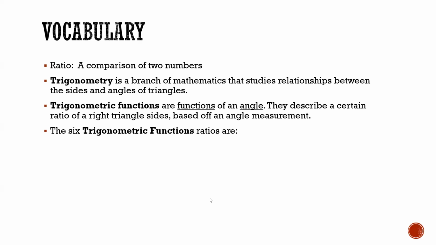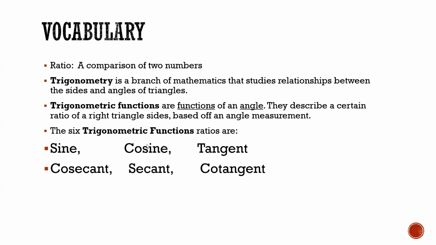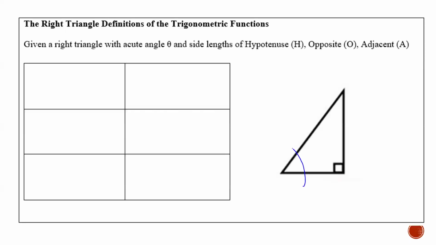The 6 trig ratios: you know the first 3, sine, cosine, and tangent. And then the next 3 are called the reciprocal trig functions because they are the reciprocals of these. Sine's reciprocal is cosecant, cosine's is secant, and tangent's is cotangent. So sine, cosine, tangent, cosecant, secant, and cotangent.